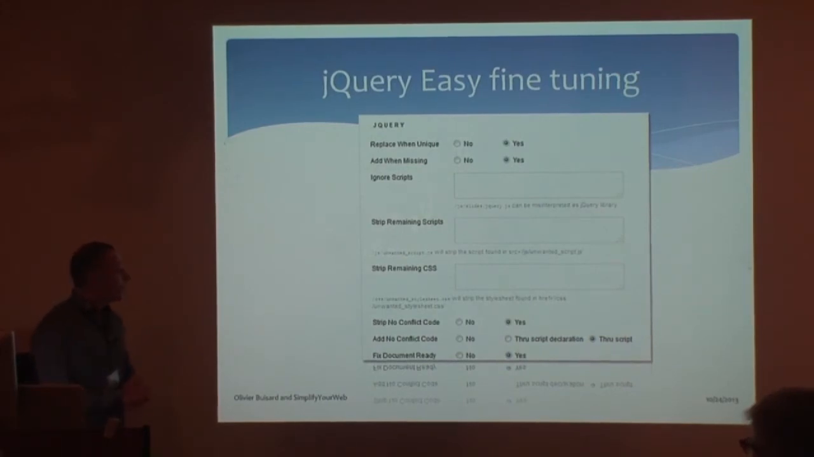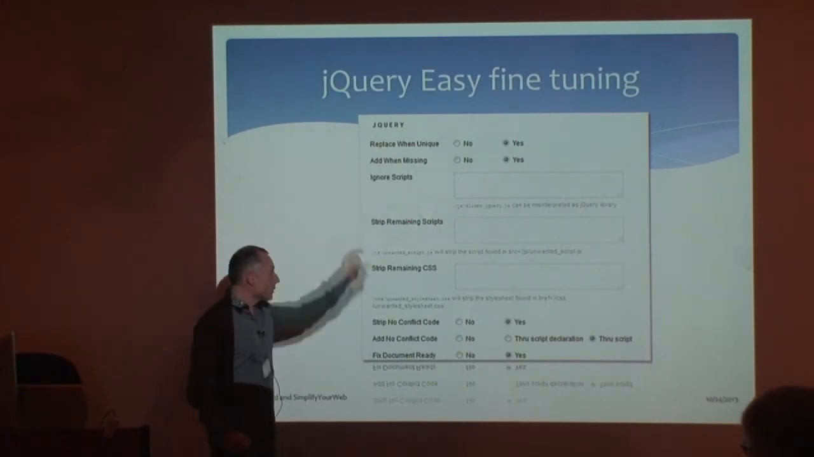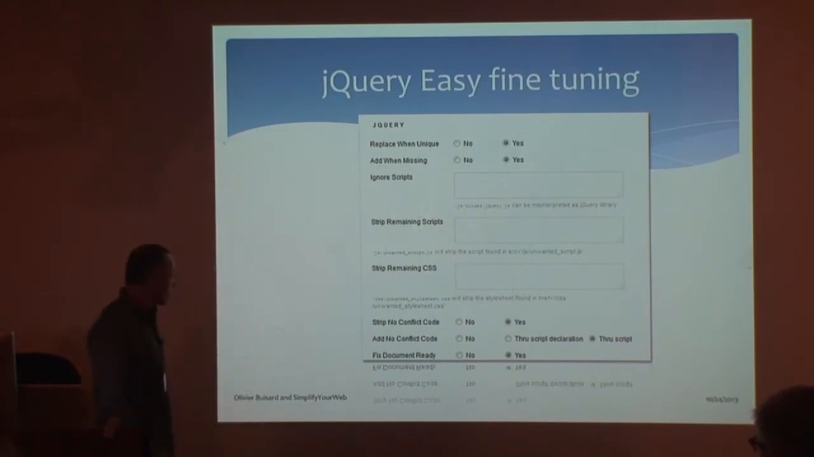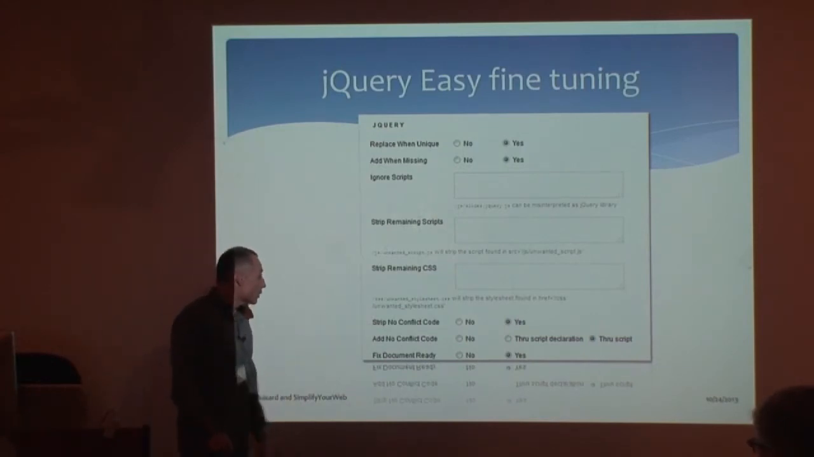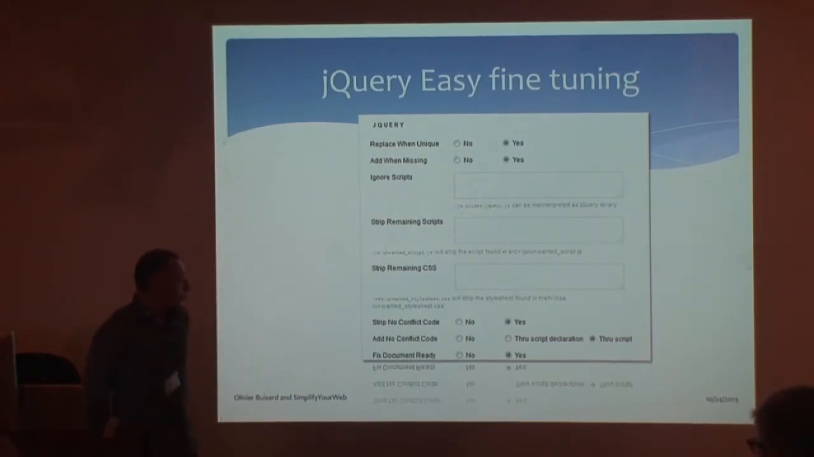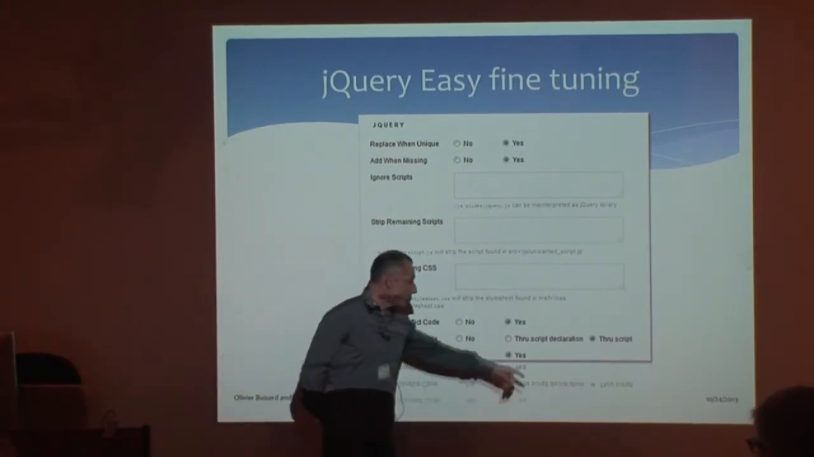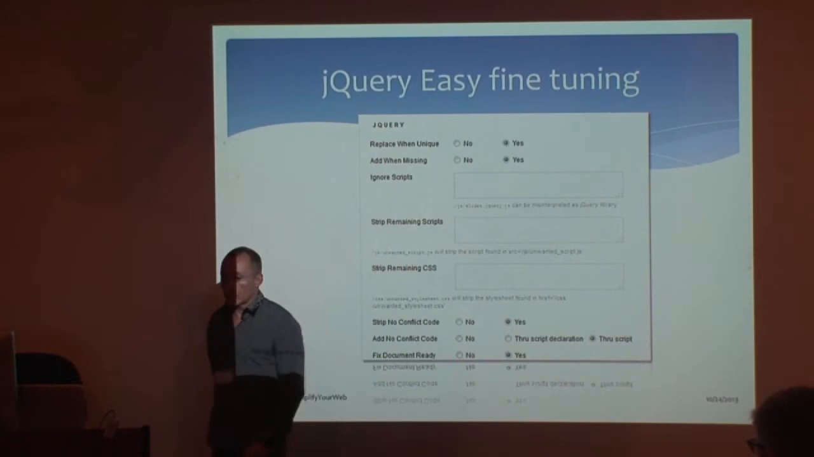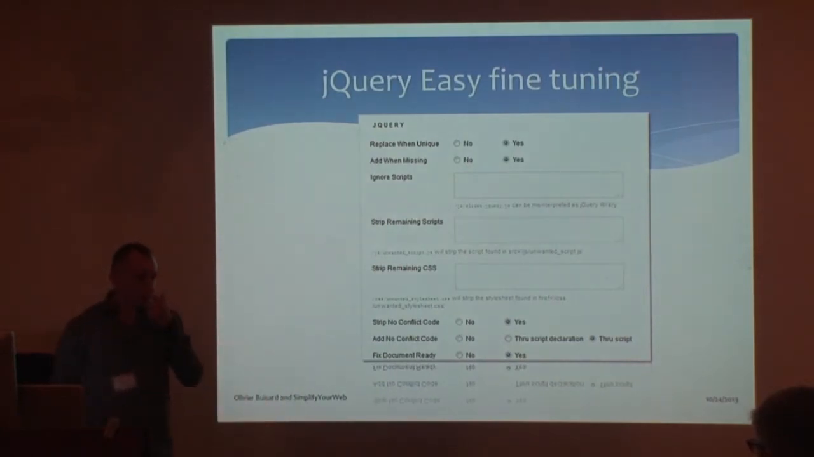And then when you go through your code, you may have some scripts you don't want. It turns out that they make errors and they are not very useful. It turns out sometimes it happens. So you can strip remaining script. You can also do that with CSS. And then you can mess a little bit with this conflict code. You can strip it or not. And you can decide that you want it, instead of as a script, which is the default, as a script declaration. So you have it in your code directly in the page, instead of being a file. And there are a few more tools.